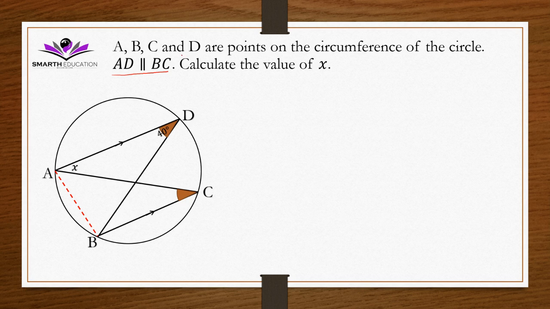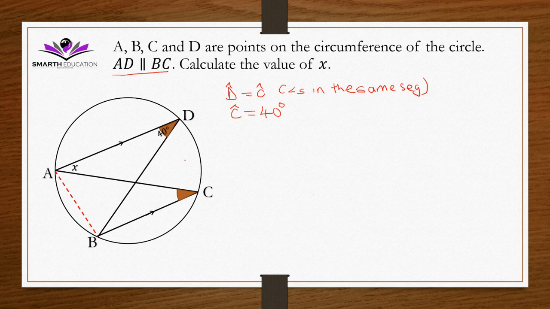So let's write our statement and reasons. We're saying angle D here is equal to angle C. Why are they equal? These are angles in the same segment. Okay, these are angles in the same segment. So meaning that C is equal to 40 degrees.